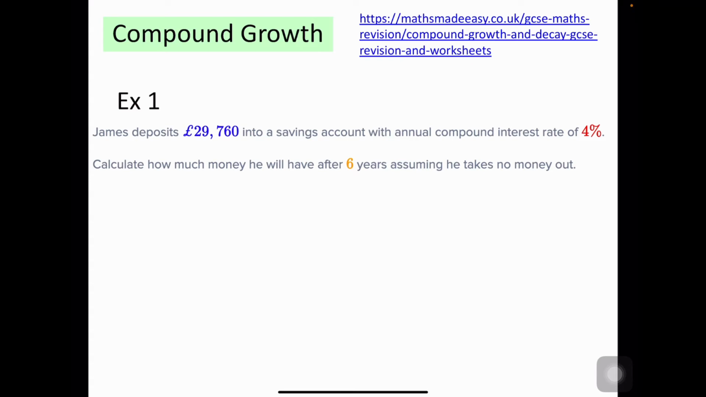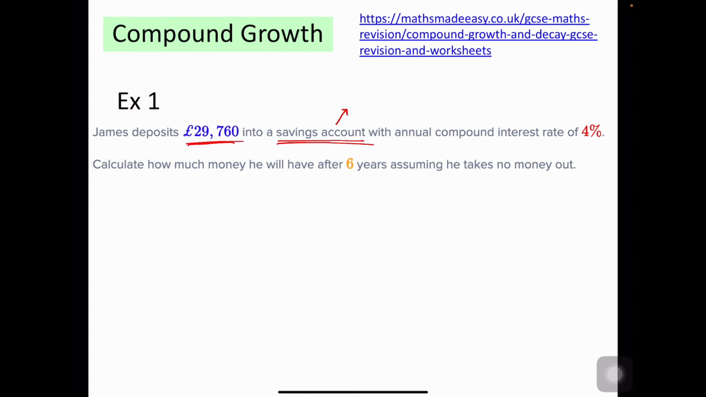So we'll start off here in a question where it says James deposits this amount into a savings account. So already think about the clues in the question. If this person is putting his money into a savings account, he's going to want his savings to grow, right?